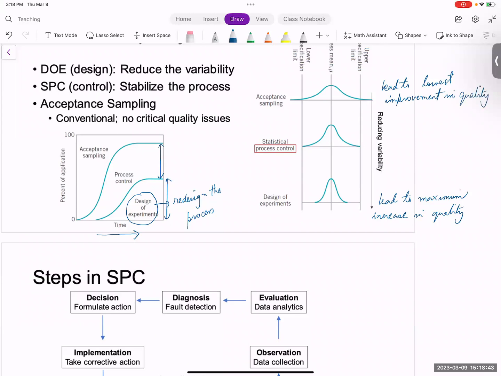All right. And so if acceptance sampling leads to the lowest improvement in quality, that means it also leads to the lowest reduction in variability. I can say that this leads to the lowest reduction in variability. And then design of experiments leads to the highest or maximum reduction in variability.